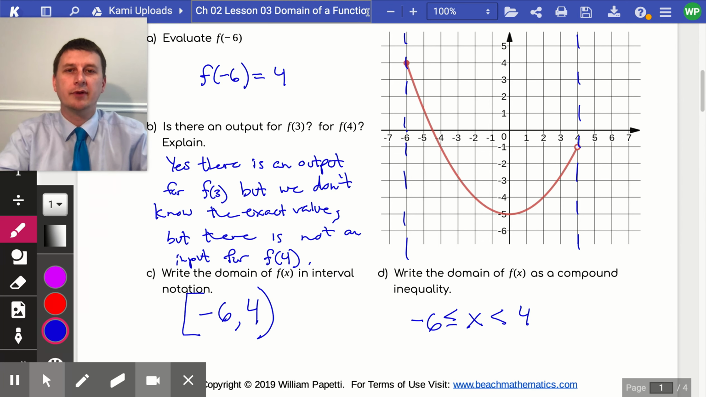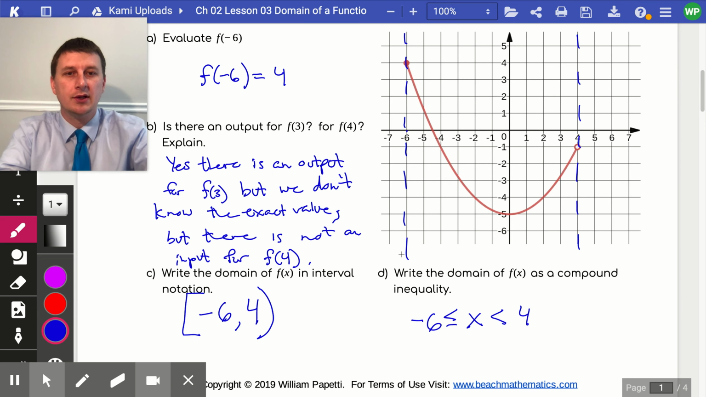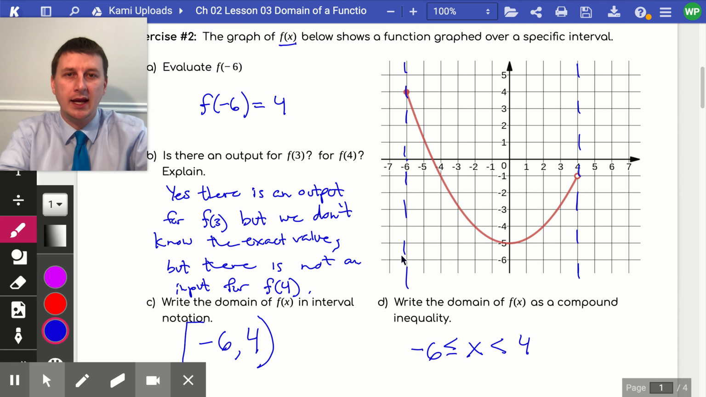So either way we write the domain, as an interval or as a compound inequality, they both mean the same thing. Whichever one is easier for you, you're able to do when you're asked what the domain is. But if it specifically says to write it in interval notation or compound inequality, you have to do it that way. Okay? So in this video, we looked at a graph and we were able to find the domain of the function on the graph.